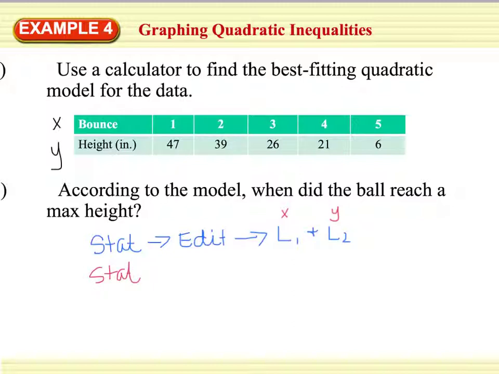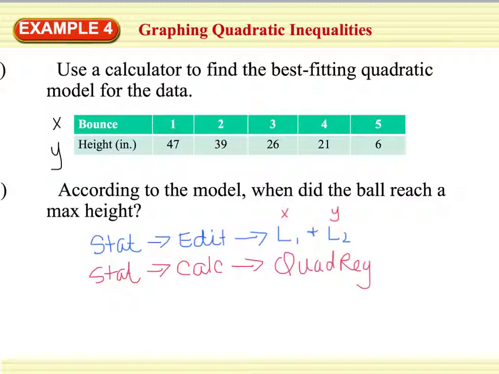And this time, instead of going to Edit, we're going to slide over to the Calc menu. Under the Calc menu, you'll see that you have one variable stats, two variable stats, medians, linear regression, quadratic regressions, and so on. What we want to do is go down to the quadratic regression. So it says QUAD and then REG. And we're going to hit enter.